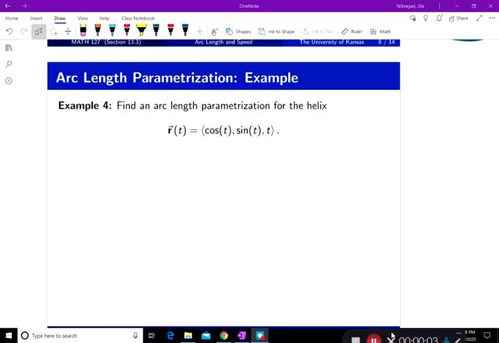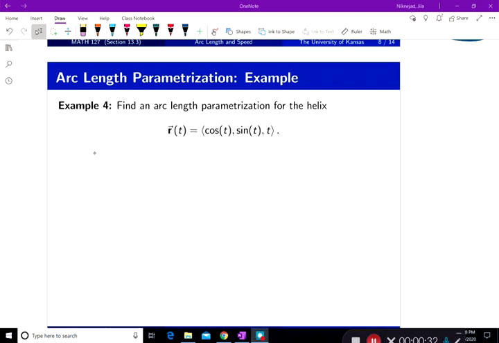Continuing with section 13.3, we want to give some examples of arc-length parametrization. Example 4: find an arc-length parametrization for the helix r of t equal to cosine of t, sine of t, and t. So what are the steps? First of all, find the arc-length function. So how do I find the arc-length function?